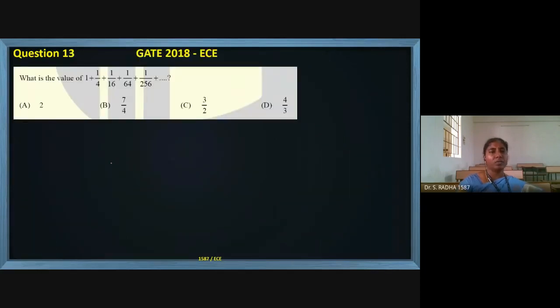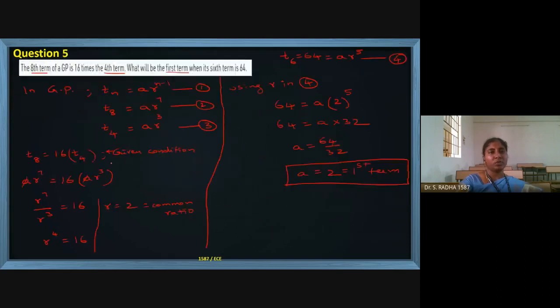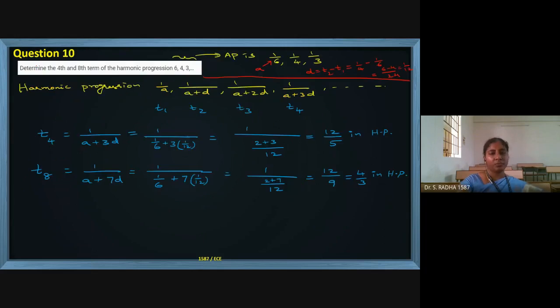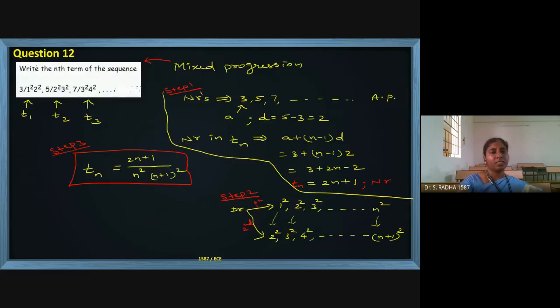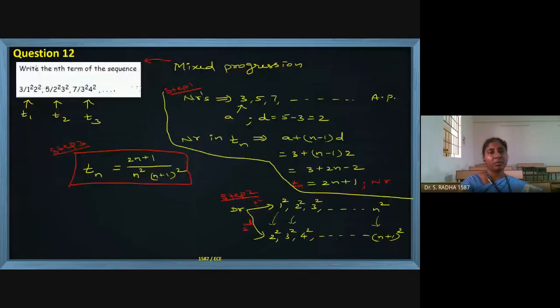Okay, now this is the last question in AP, GP, HP. We have touched AP questions, and we have also solved some questions on GP. We have also solved some questions in HP, harmonic progression. And then coming to mixed progression, we have done 2 problems. This is one problem in mixed progression. This is another problem in mixed progression. All the things we have done.